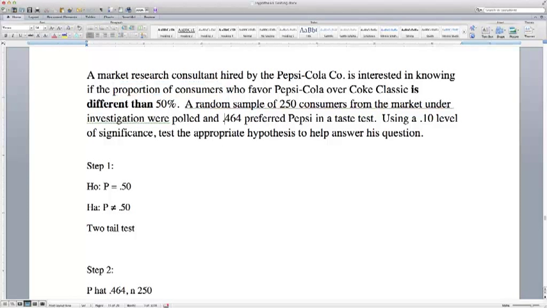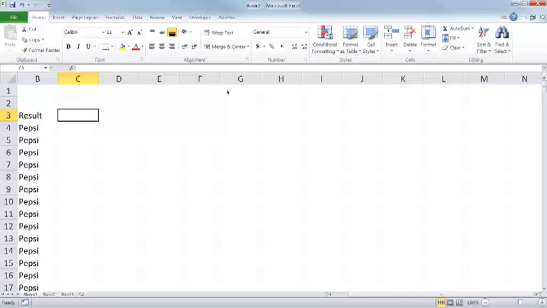So randomly sample 250 consumers from the market under investigation, polled them, and it turns out 0.464 preferred Pepsi in a taste test, 46.4%. So use a 10% level of significance, test the appropriate hypotheses to help answer his question. All right, so the notes have it all, but I'm going to actually do this in Excel. We'll do it one more time. The notes are all there except for the Excel stuff. So let's jump over to Excel.